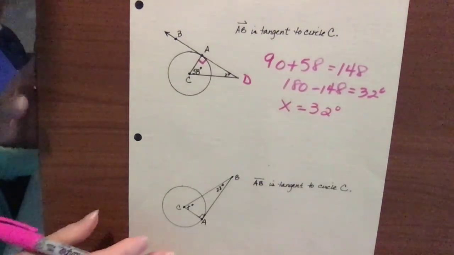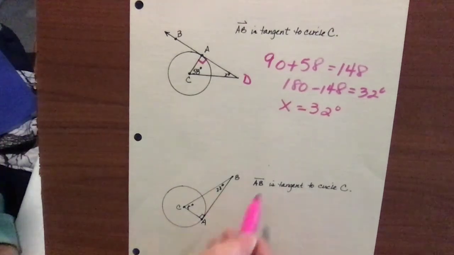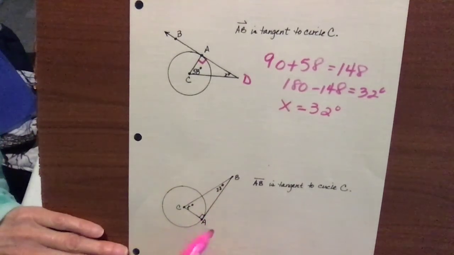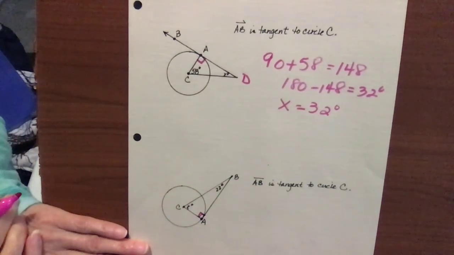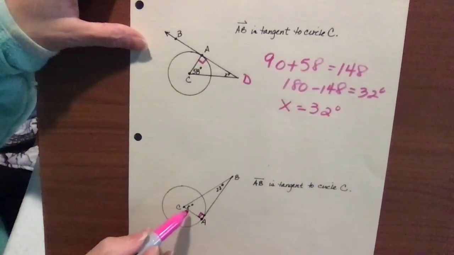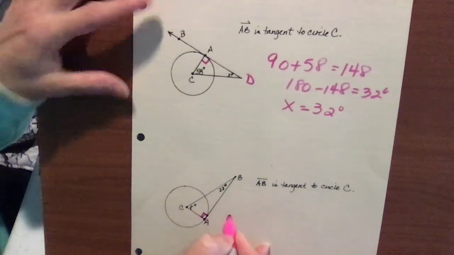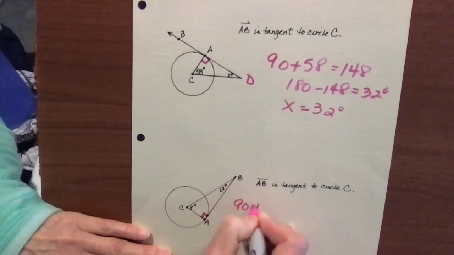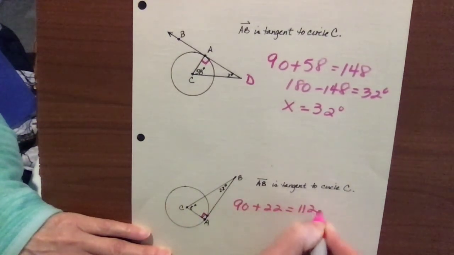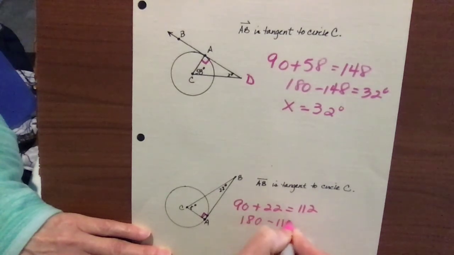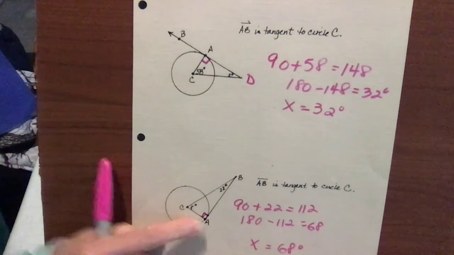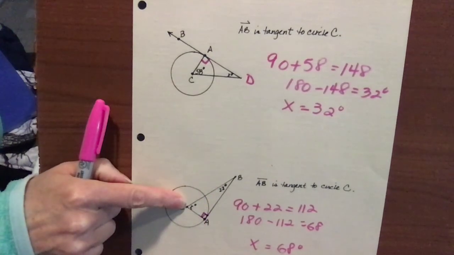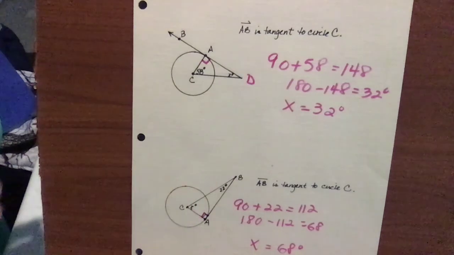Our second problem here is that segment AB is tangent to the circle. It doesn't extend beyond it, but it's tangent, so we have a nice right angle here also at angle A. So we want to find x, which is our central angle. So we have 90 plus 22 equals 112. And we have 180 minus 112, which equals 68 degrees. So x equals 68 degrees. The alternative is, if that's 90, 22 plus x equals 90 also. So 90 minus 22 would also give us 68.